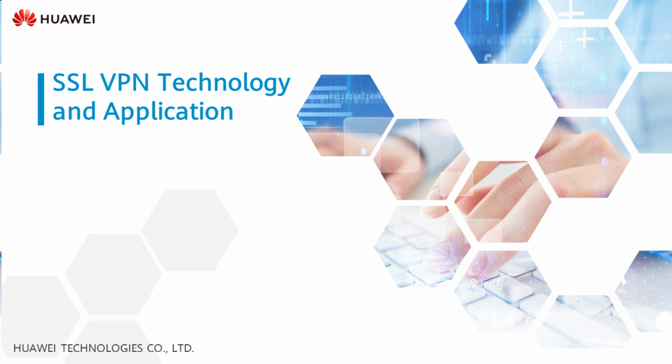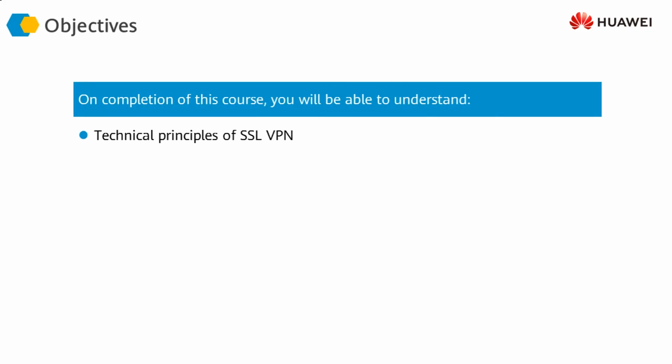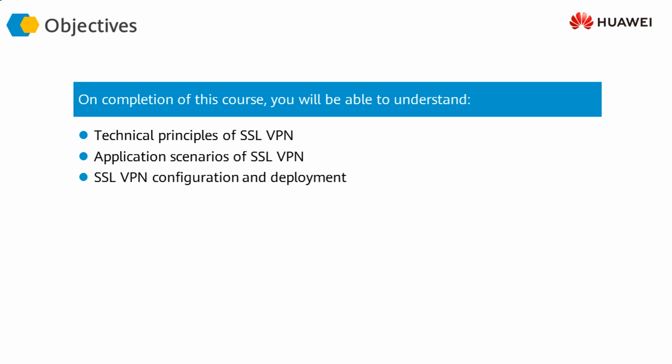Let's take a look at the SSL technology. We'll look at the technical principles, the basic principles of SSL, and then different application scenarios related to SSL VPNs, then its configuration and deployment, and finally we'll take a brief look at the troubleshooting scenarios of SSL VPN. In fact, we'll look at one of the troubleshooting scenarios, and the others you can practice on your own.